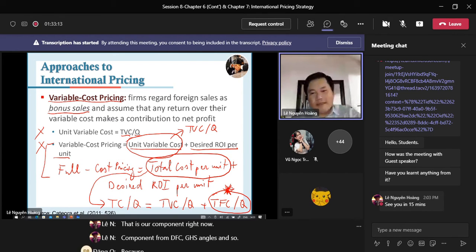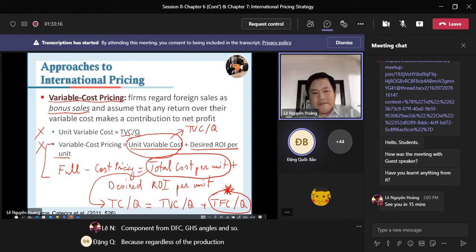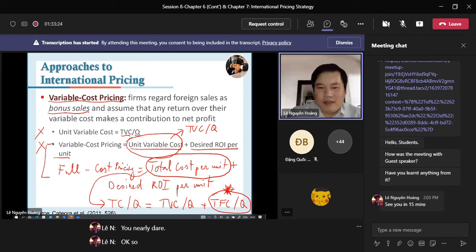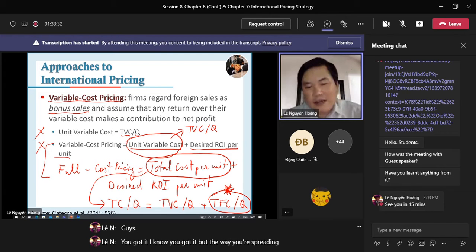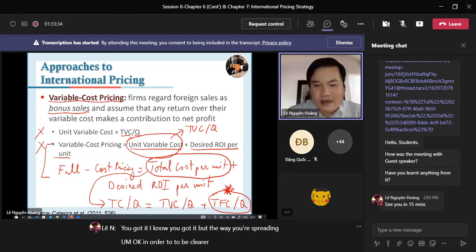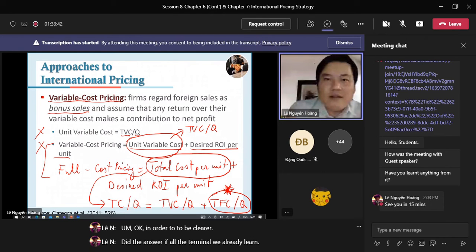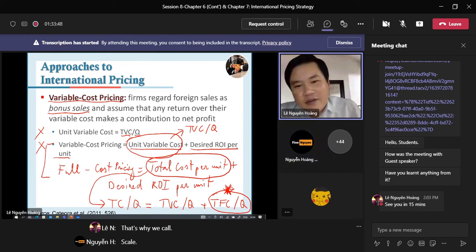Because regardless of whether any product is made or not, the fixed cost is still the same. You're nearly there. Guys, I know you got it, but in order to be clearer, the answer involves a term that we already learned. That's what we call economies of scale. Thank you very much.